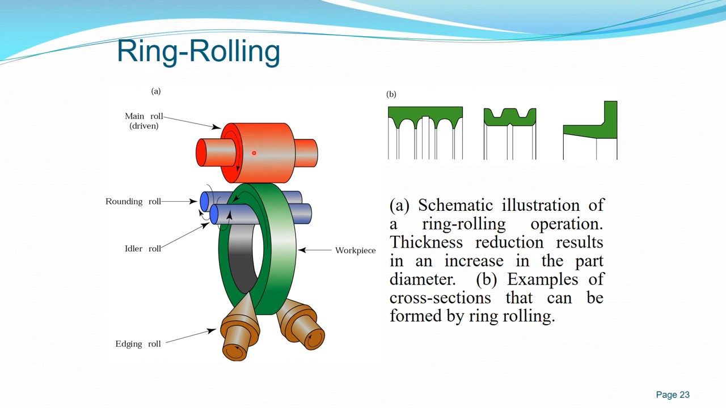And this is another view of the schematic of ring rolling, where the main roll is driven, and the rounding roll ensures the shape concentricity is uniform, and the edging roll ensures that as the diameter becomes larger and the thickness of the ring decreases, we have a better surface finish of the edge. So this is the schematic of the ring rolling operation. As the thickness is reduced on this side, we see the diameter becomes much larger. Here are examples of different cross sections that can be formed by ring rolling.